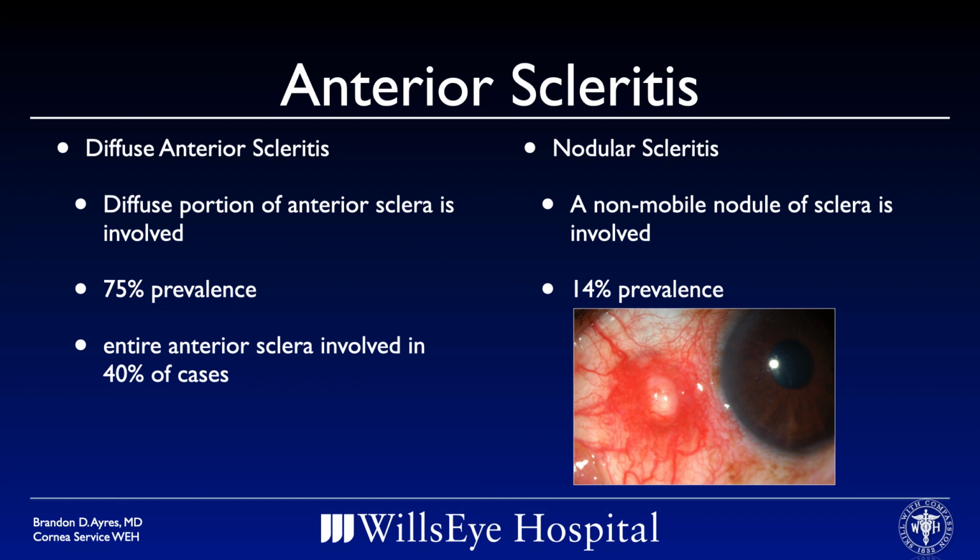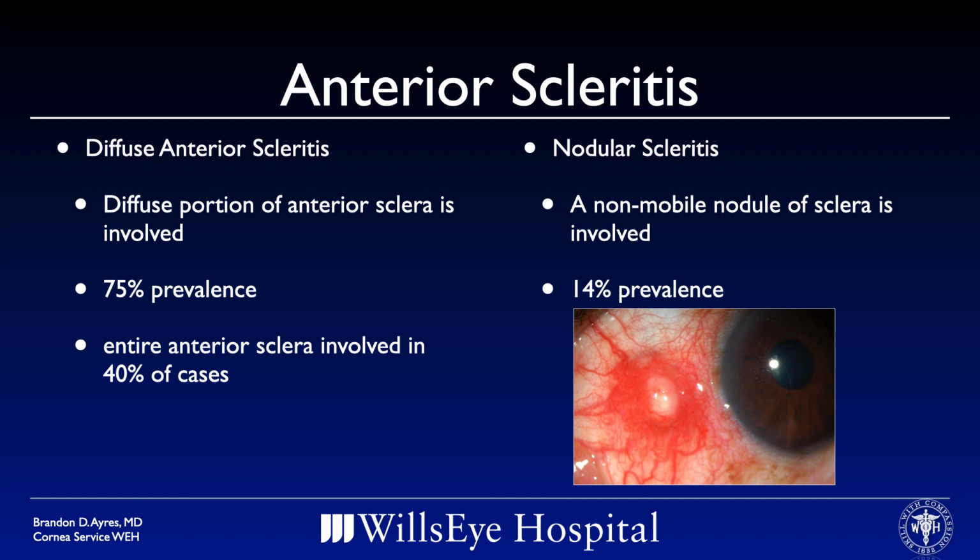So diffuse anterior scleritis is the most common. We're going to see diffuse involvement of the anterior sclera, and in a little under half the cases, about 40%, the entire sclera is involved. Nodular scleritis is a little less prevalent.